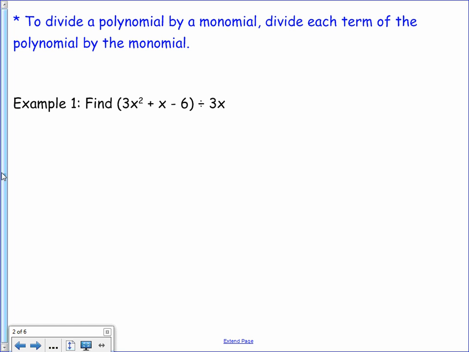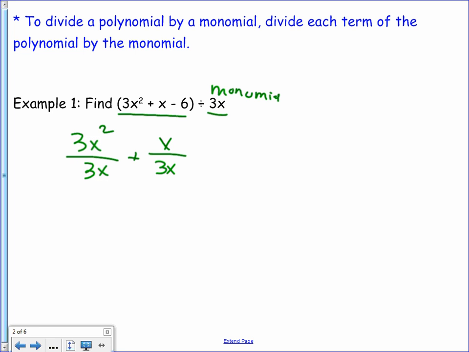To divide a polynomial by a monomial, we're going to divide each term of the polynomial by the monomial. What that means is we could rewrite this as 3x squared, because this is the polynomial, and this is the monomial, because it's just got one term. So we're going to divide it by 3x plus x divided by 3x minus 6 divided by 3x.